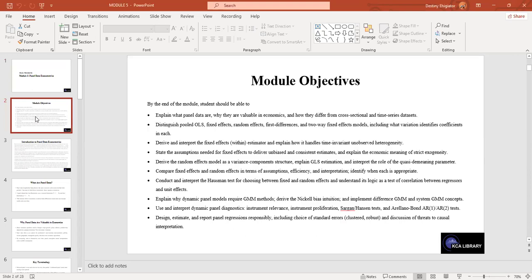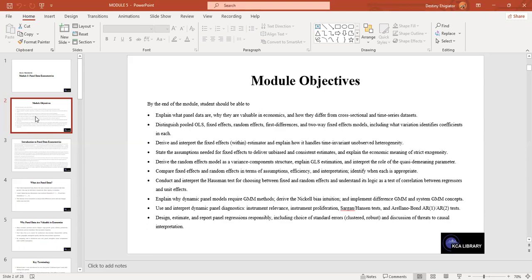By way of module objectives, by the end of this module, students should be able to explain what panel data are and why they are valuable in economics, distinguish between pooled OLS, fixed effect, random effect, first differences, and two-way fixed effect models. Derive and interpret the fixed effects estimator and explain how it handles time invariant unobserved heterogeneity. State the assumptions needed for fixed effect to deliver unbiased and consistent estimates.